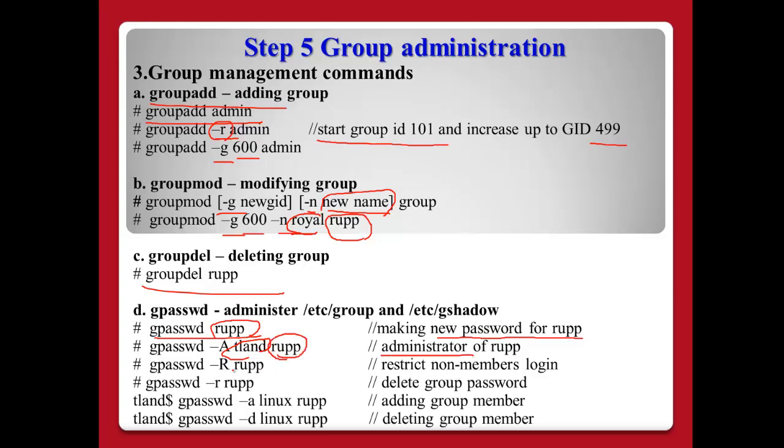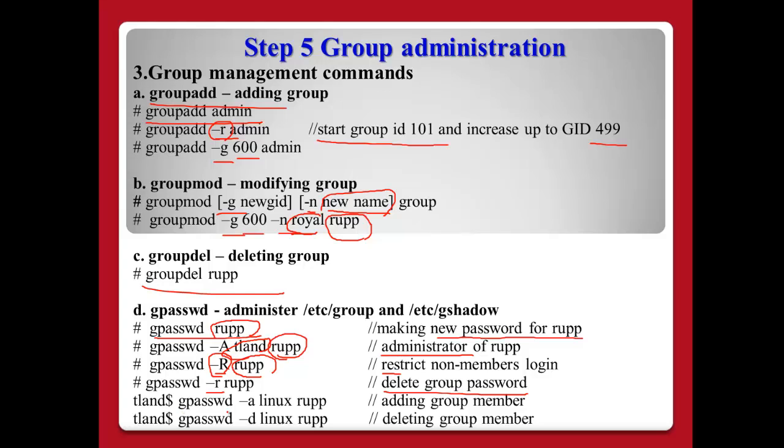And gpasswd -R ILPP. In this case, the -R will restrict non-members login. Without it, non-members can log into this ILPP group. But if we use this option, in this case, the non-members cannot log into this group. gpasswd -r ILPP. In this case, we can delete the group password.